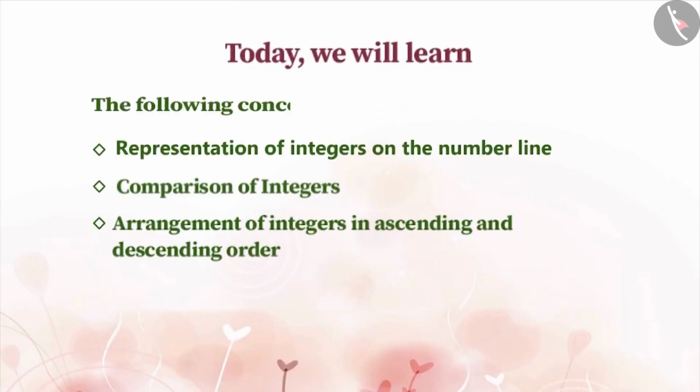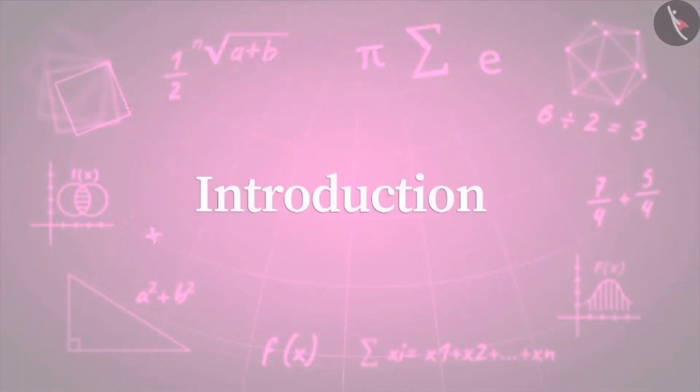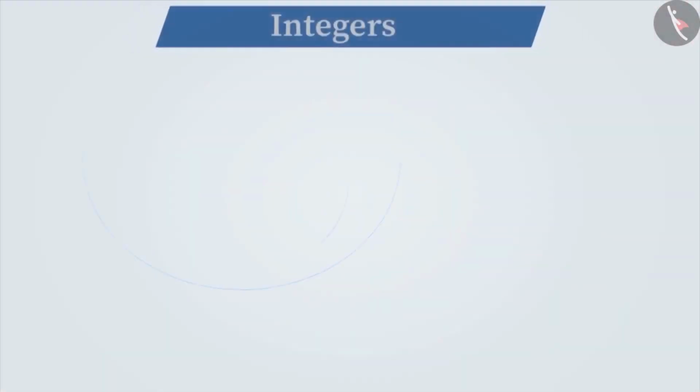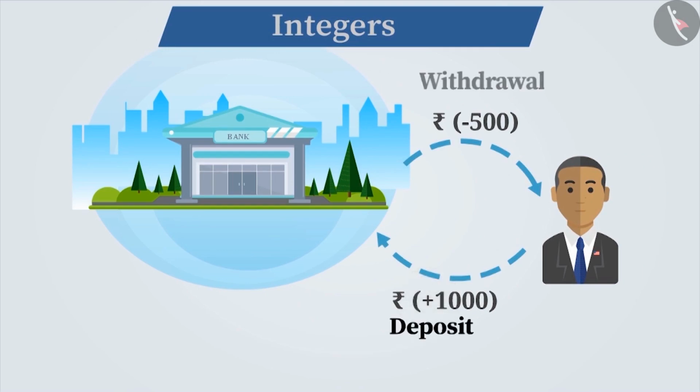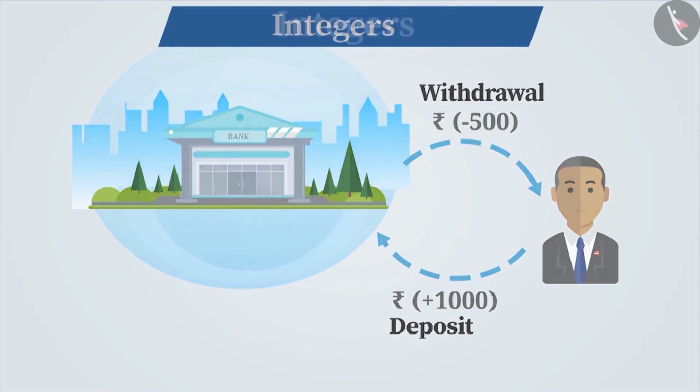Today, we will learn the following concepts related to integers. At times, we place a plus sign or a minus sign in front of a number. They are commonly used to express opposite situations. For example, the amount deposited in the bank account is expressed with a plus symbol, and the amount withdrawn from the bank account is expressed with a minus symbol.